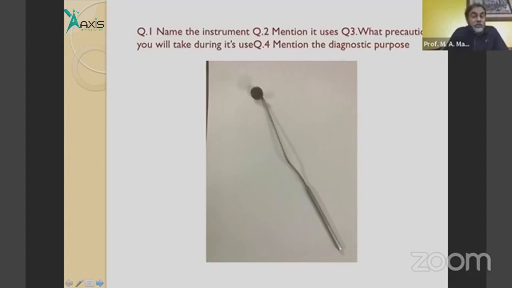So with this instrument, we can see the posterior part or posterior border of the nasal septum. We can see the posterior part of the turbinates, infraturbinate, middle and supraturbinates. We can see the posterior choana or posterior aperture.